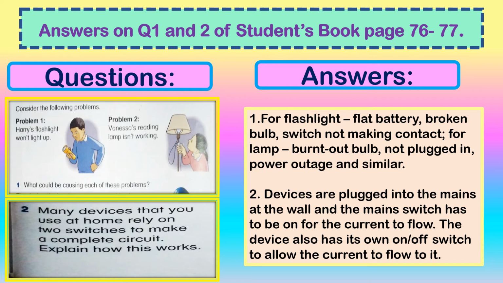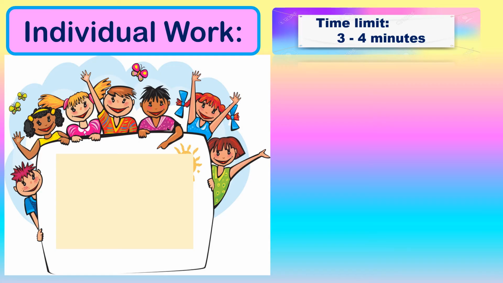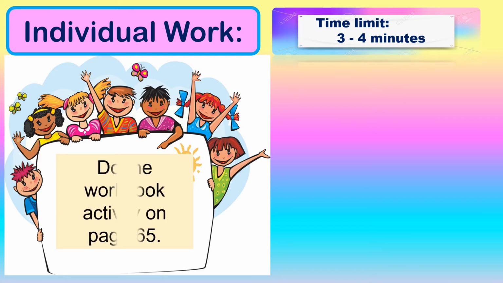devices are plugged into the mains at the wall and the main switch has to be on for the current to flow. The device also has its own on and off switch to allow the current to flow to it. For the answers of questions 1 and 2, you're going to write in your notebook. So write SB, question 1 and 2, page 76 to 77. For your individual work, you're going to do the activity on your workbook, page 65.